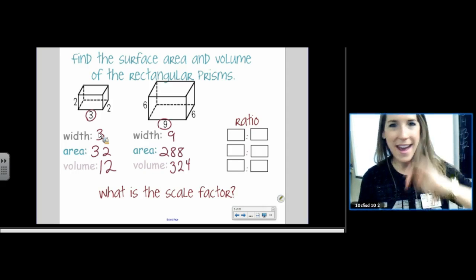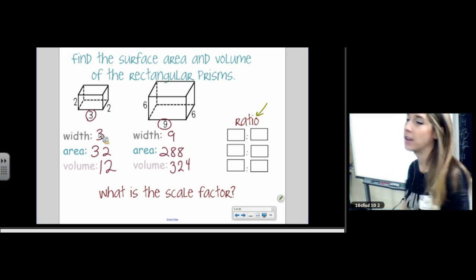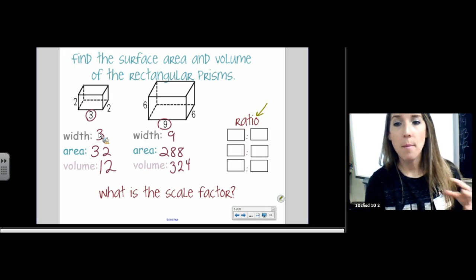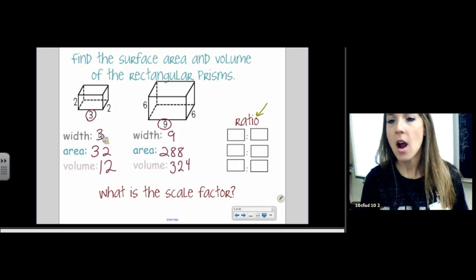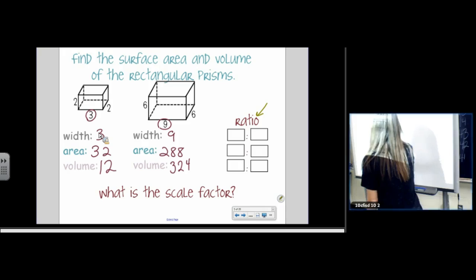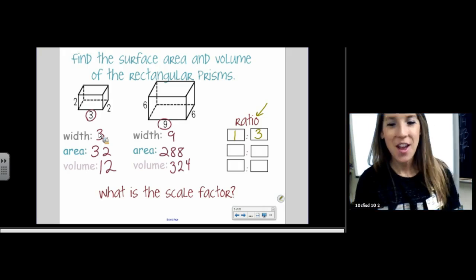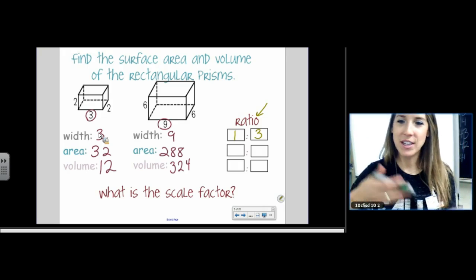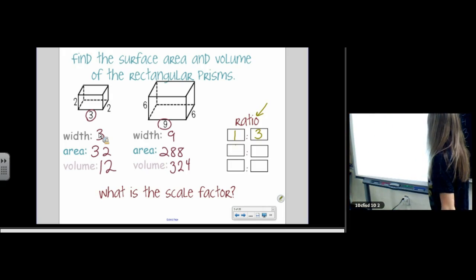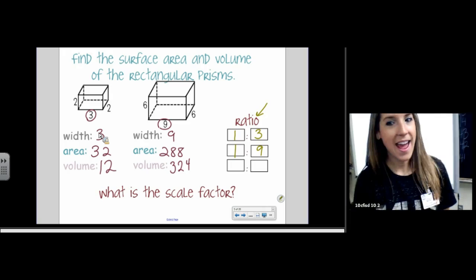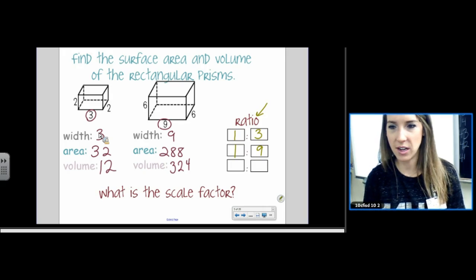We don't care about their areas and their volumes, but what we do care about is the ratio of their areas and their volumes today. Remember, what we're going to learn today only works on similar solids. So the ratio of the width to the width is 3 to 9, which reduces to 1 to 3. Go to your calculator and reduce. 32 to 288, math, enter, enter. That reduces to 1 to 9. And the volume, crazy, huh? 12 to 324, math, enter, enter.